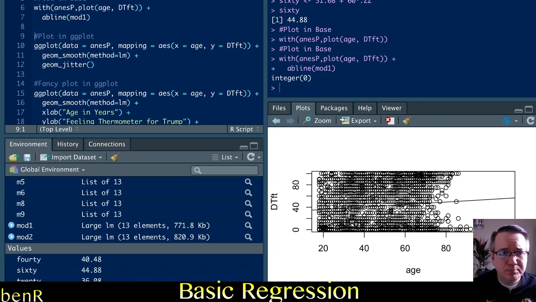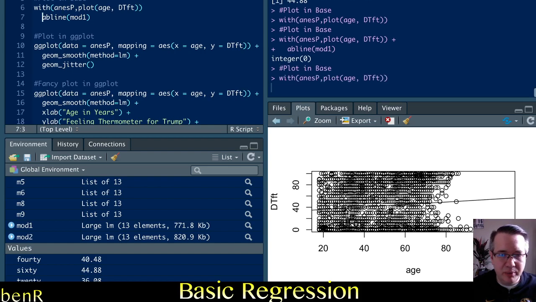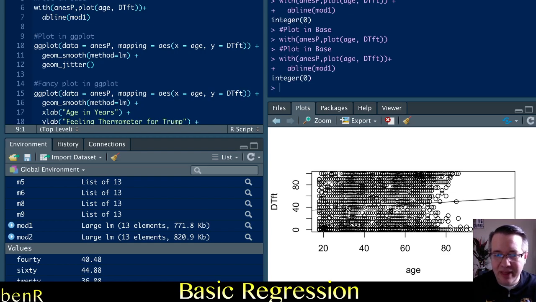That's better, right? Okay, so if you run this with the dataset name, plot, independent variable, dependent variable, then it'll just give you this box with all of your cases in it as little dots. It doesn't look great. If you add that plus and then abline and then the name of your regression model, then it'll put your line of best fit in there. And like I said, I don't think it looks great.